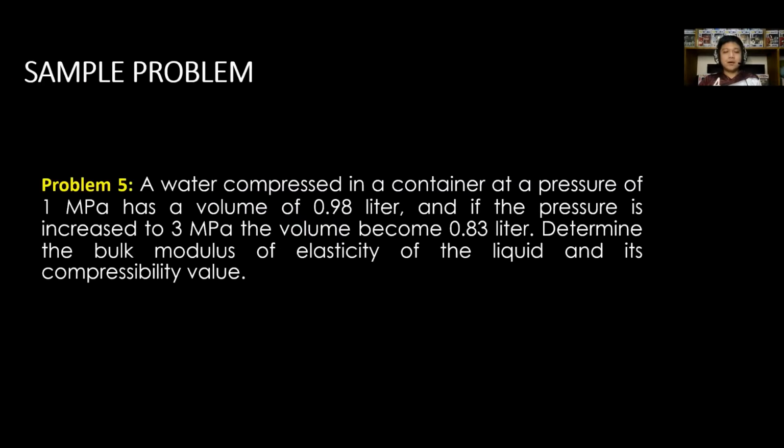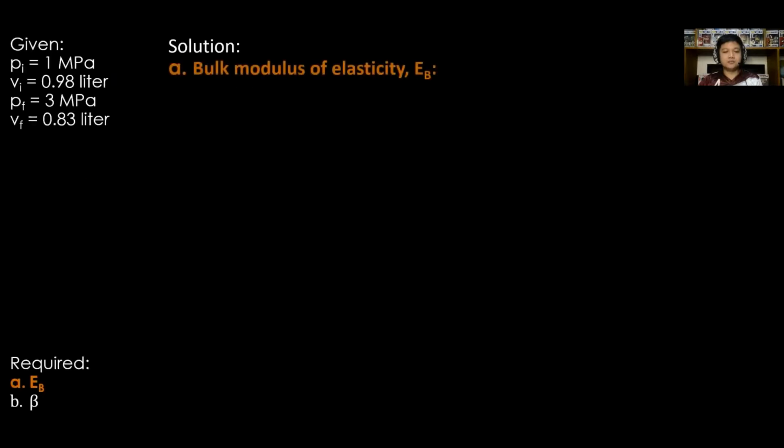So for the sample problem under the group of compressibility and bulk modulus of elasticity: water compressed in a container at a pressure of 1 megapascal has a volume of 0.98 liter. If the pressure is increased to 3 megapascals, the volume becomes 0.83 liter. Determine the bulk modulus of elasticity of the liquid and its compressibility value.